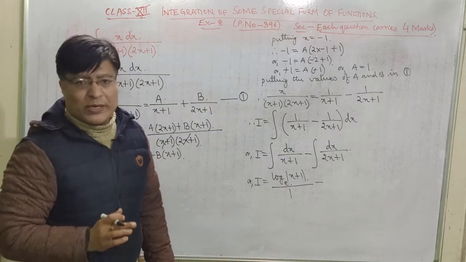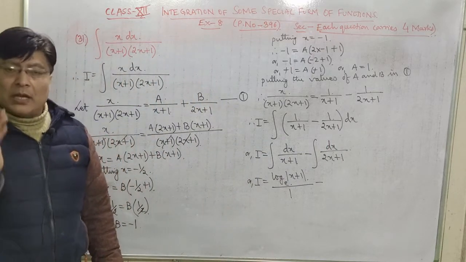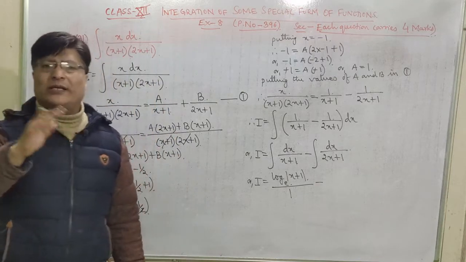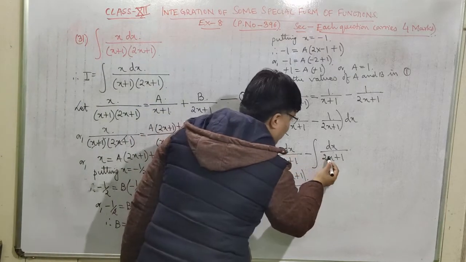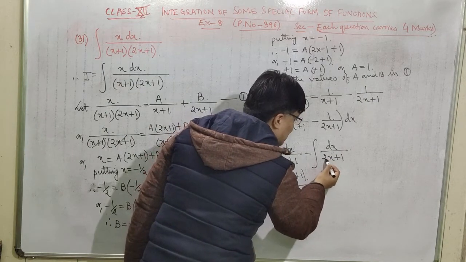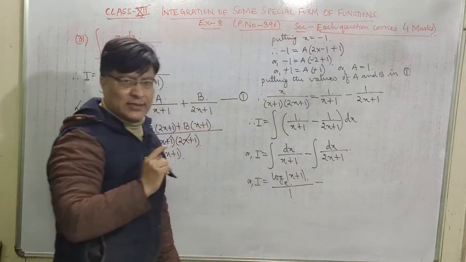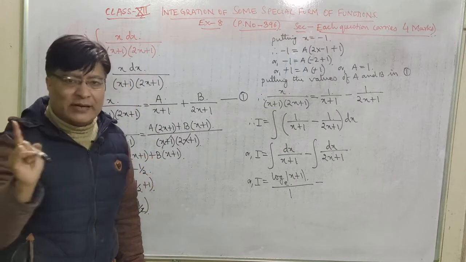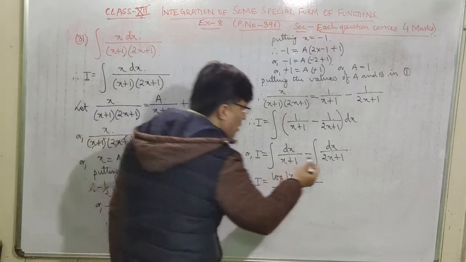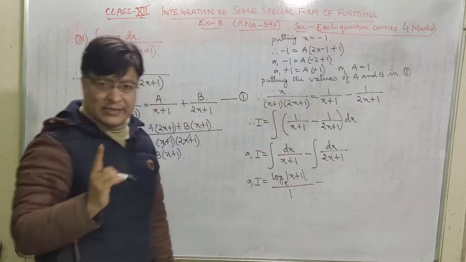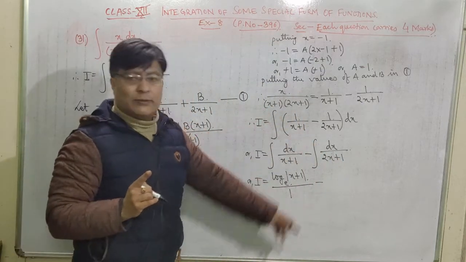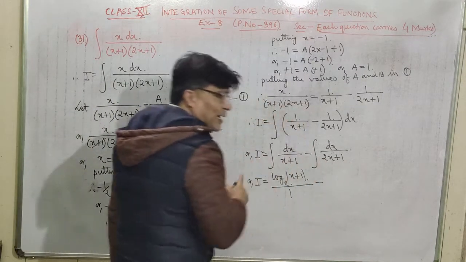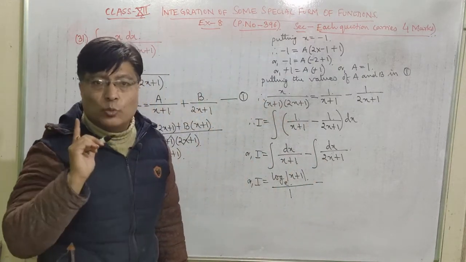You can take this 2x plus 1 as x. But if the power of x is 2 or 3, you cannot take this 2x square plus 1 as x. If there is cube, 2x cube plus 1, you cannot take it as x. But if the power of x is 1, you can take it as x. So integration of dx divided by x is always log x. So we are taking this 2x plus 1 as x because here the power of x is 1.